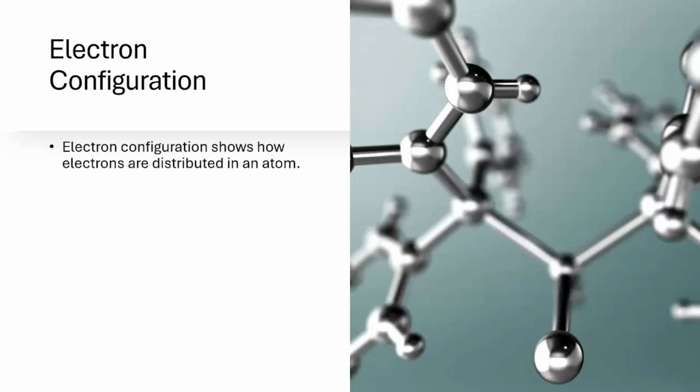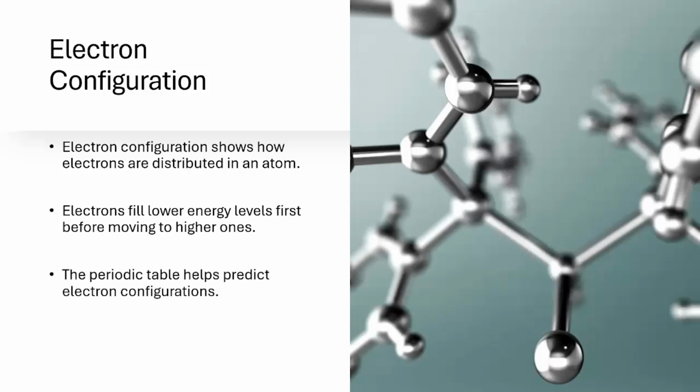The electron configuration shows how electrons are distributed in an atom. Electrons fill lower energy levels first before moving to higher ones. The periodic table helps predict electron configuration. Understanding electron configuration helps explain atomic behavior.